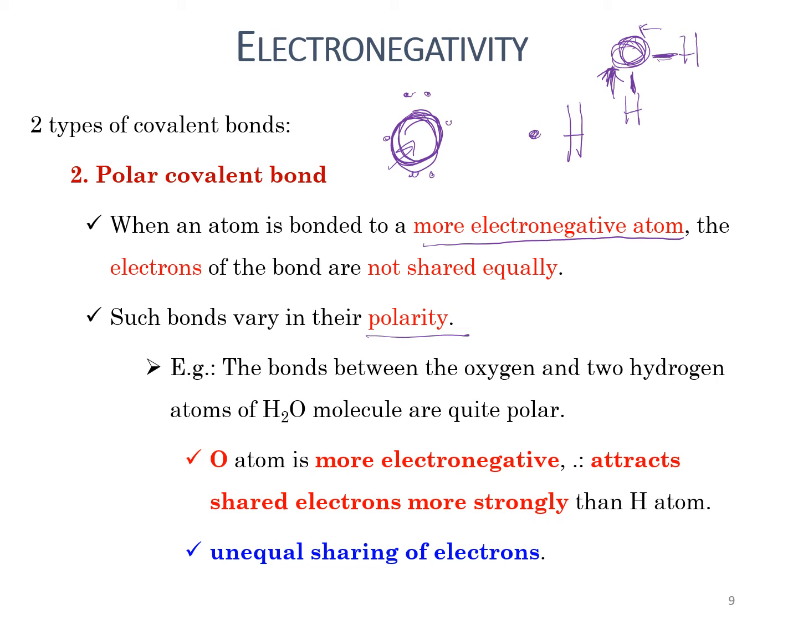For example, the bonds between the oxygen and the 2 hydrogen atoms of a water molecule are quite polar. Oxygen is more electronegative, which attracts shared electrons more strongly than the hydrogen atom. So this involves unequal sharing of electrons. That is a polar covalent bond. In the water molecule, because oxygen pulls more electron towards itself, it has a partial negative charge. Because the electron of hydrogen is pulled towards the oxygen, the hydrogen will have a partial positive charge.